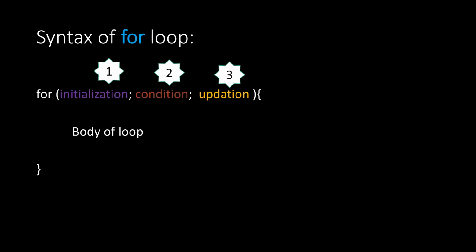If we look at the syntax of the for loop, it consists of three statements, as we discussed in the previous slide. The first is the initialization statement, the second is the conditional statement, and number 3 is the updation statement. Then we have the body of the loop, and the body of the loop is enclosed by curly brackets, whereas the statements are enclosed by parentheses.